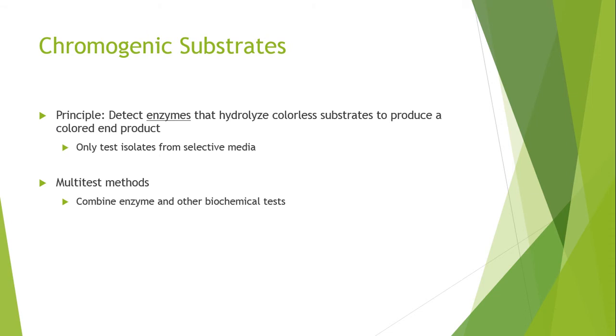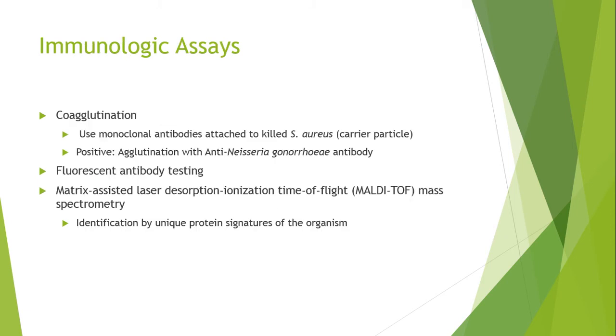Your chromogenic substrates, you're detecting an enzyme that's able to break down a colorless substrate, which produces a color. You want to use isolates from selective media only, so you don't want to use chocolate agar isolates. And that just improves the accuracy of the test. And then there's multi-test methods that will combine biochemical and enzyme tests.